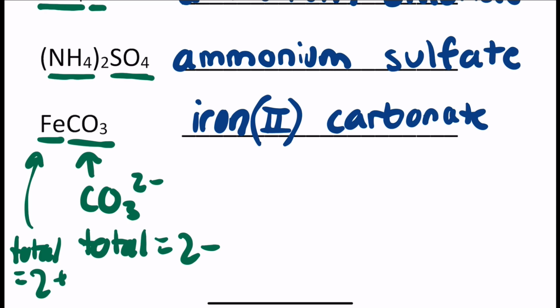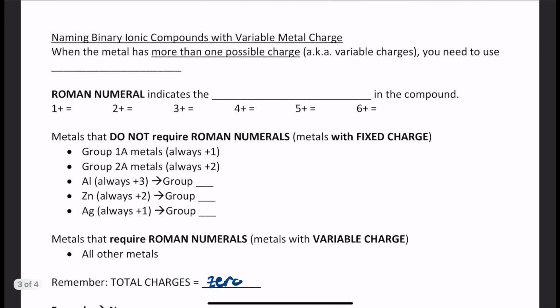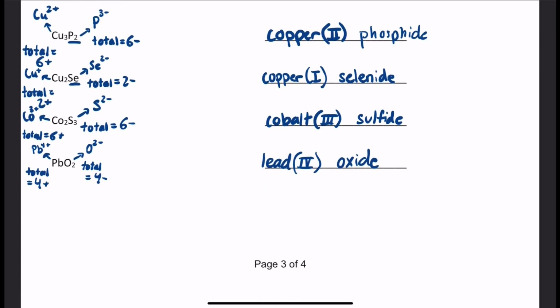All right, so that should get you prepared for all the scenarios we might see. Lots of them have polyatomic ions. Some of them have metals that you need a Roman numeral for, but some of them don't. I don't know if we have any other particular situations.